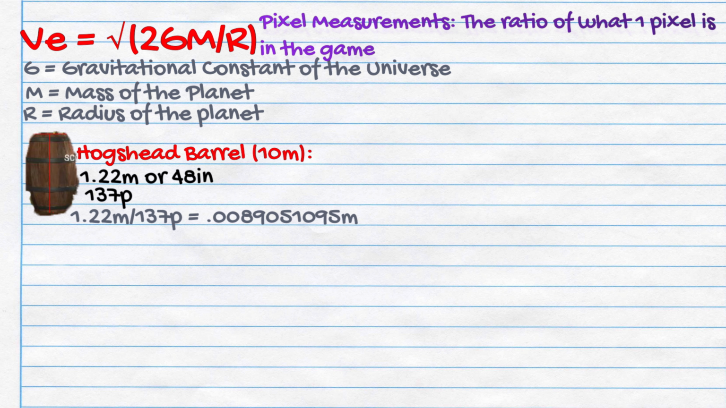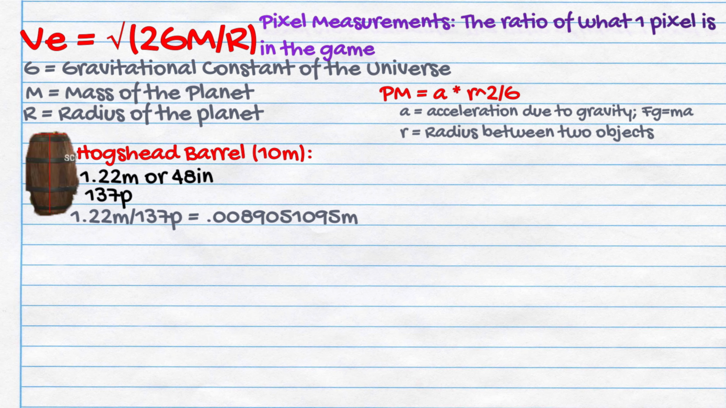And so since we have what one pixel is equal to, we can solve for the planetary mass now. How are we going to do that? That's actually not that hard. It's the planetary mass equation, which is acceleration times R squared divided by G. Once again, big G is the gravitational constant. Our A in this case is acceleration due to gravity, and our R is radius of the planet.